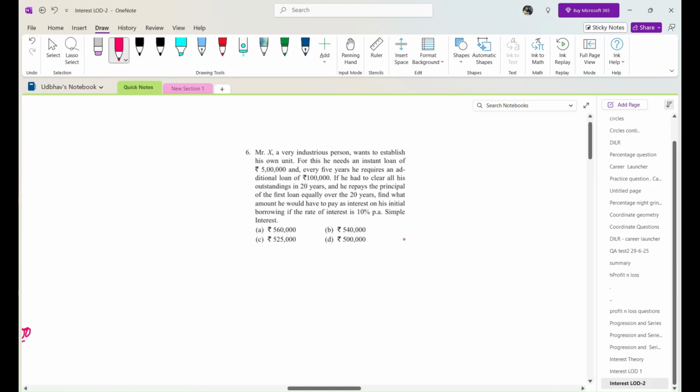Okay, next question. Mr. X is a very industrious person who wants to establish his own unit. For this, he needs an instant loan of 5 lakh, and every 5 years he requires an additional loan of 1 lakh. If he had to clear all his outstandings in 20 years, outstanding means all his debt, and he repays the principal of the first loan equally over the 20 years, find what amount he would have to pay as interest on his initial borrowing if the rate of interest is 10% per annum simple interest.